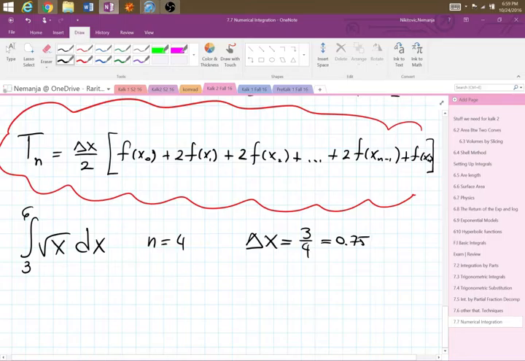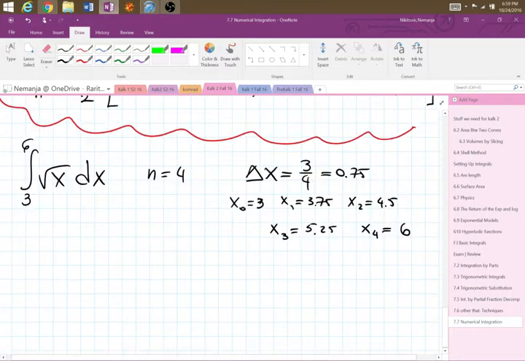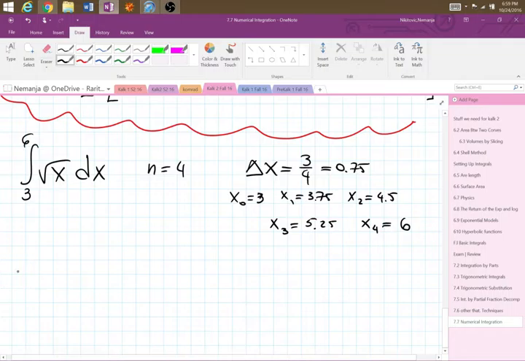We know the values for x0, x1, that none of that stuff changed, right? So x0 was 3, x1 was 3.75, x2 was 4.5, x3 was 5.25, and x4, the last point, was 6. So now we write T4, trapezoid rule with 4 rectangles, so T4.